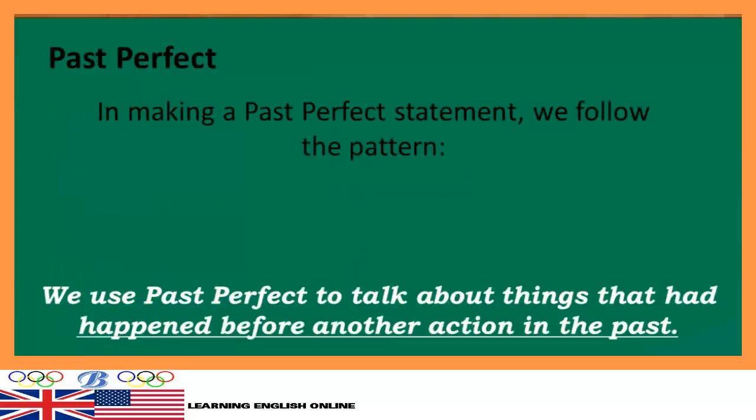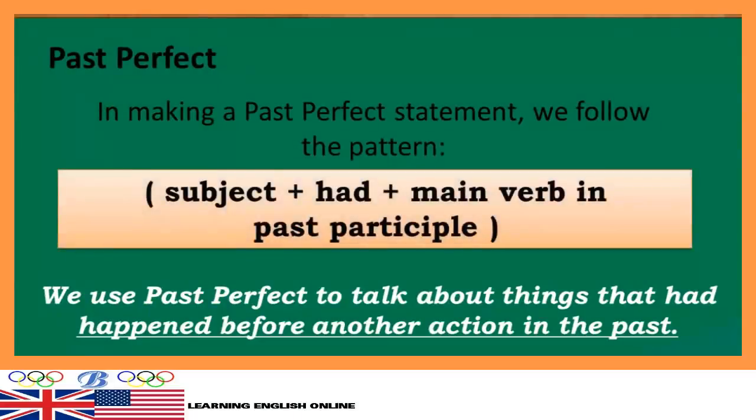In making a past perfect statement, we follow the pattern subject plus had plus main verb in past participle. We use past perfect to talk about things that had happened before another action in the past.